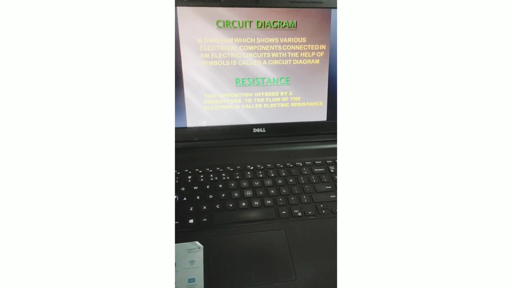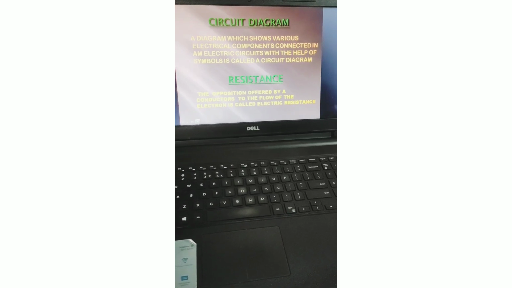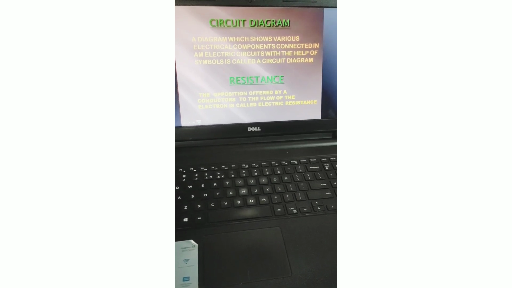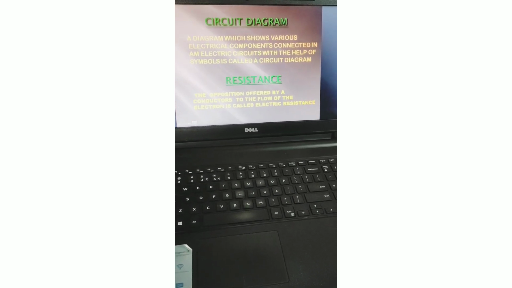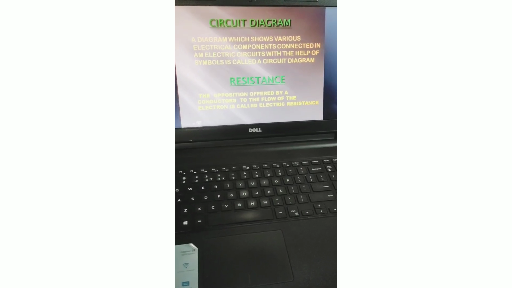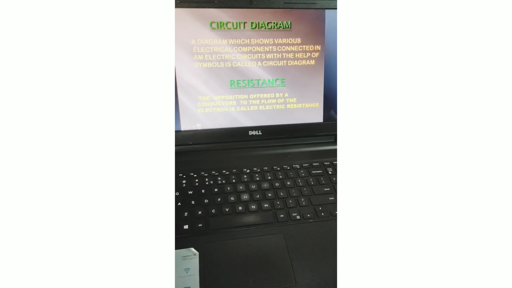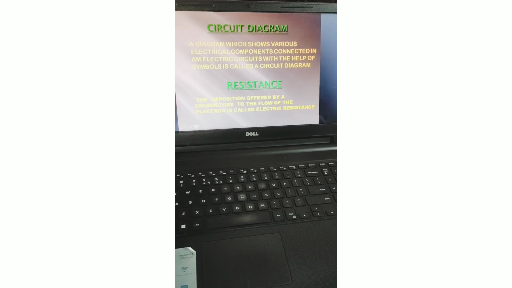Next we have to learn about resistance. What is resistance? Resistance is the opposition offered by the conductor. Opposition means something which stops the flow of electrons. We know that electricity is the flow of electrons, so if something is stopping the flow of electrons, we call it resistance. The scientific definition is: the opposition offered by a conductor to the flow of electrons is called electric resistance.